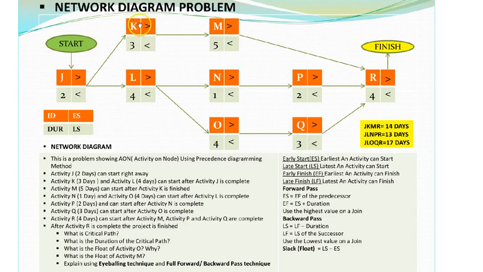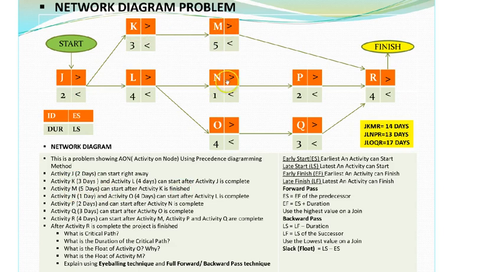So I put K and L right after J because I know these two activities cannot start till activity J is complete, which is 2 days. Now I'll go to activity M. M takes 5 days and can start after activity K is finished. Now I know M is dependent on K, so I better put M right next to K.